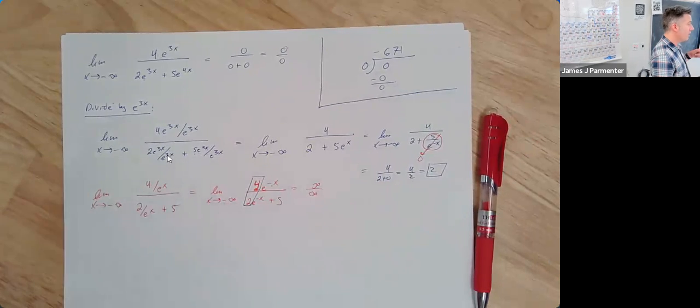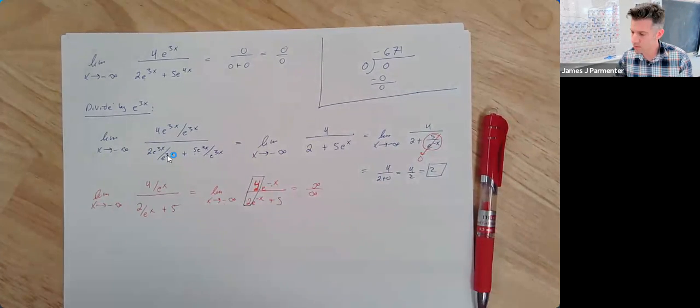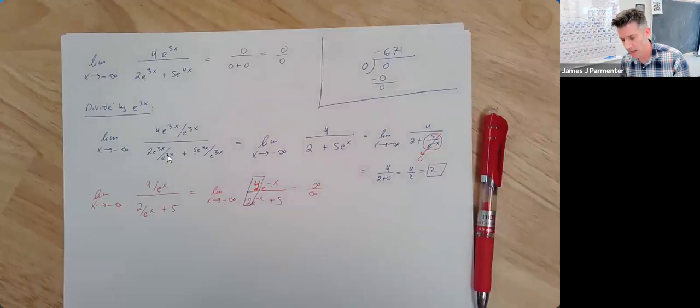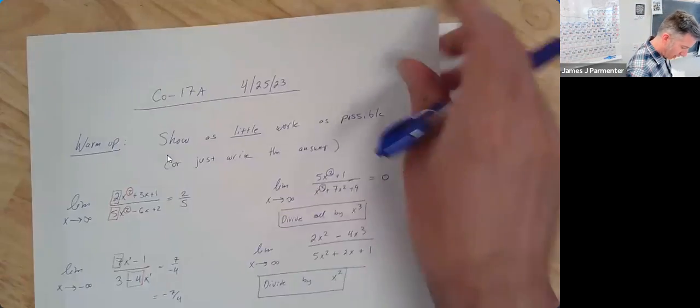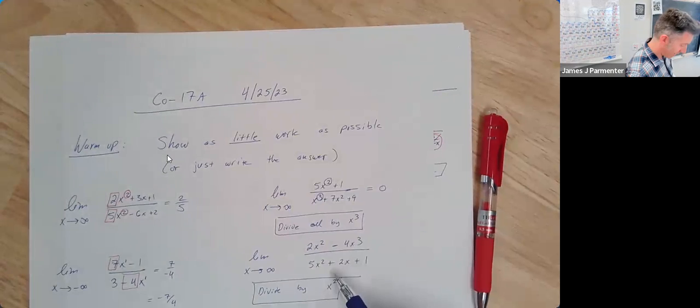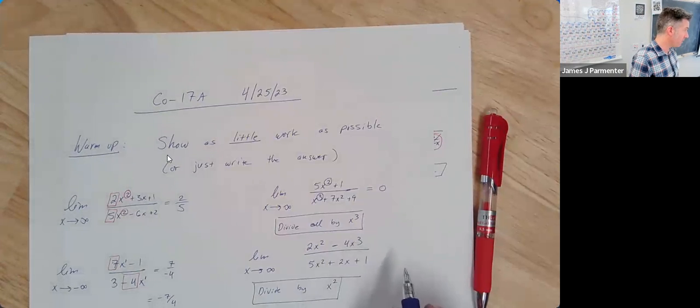It's kind of like how in this problem here, if we divided everything by x cubed instead of by x squared, it would have been hard to tell if this was going to positive infinity or negative infinity.